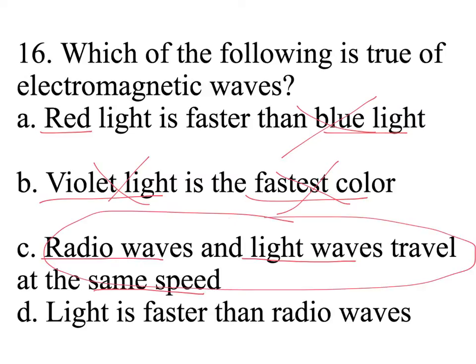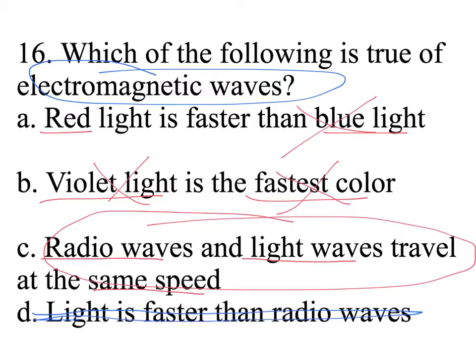This is the correct answer. Radio waves and light waves are the same thing. They're both electromagnetic waves. So they're going to travel at the same speed. And again, light faster than radio waves? No way, because light and radio waves are the same thing. The only difference is we can see light and we can't see radio. But they're both electromagnetic waves.